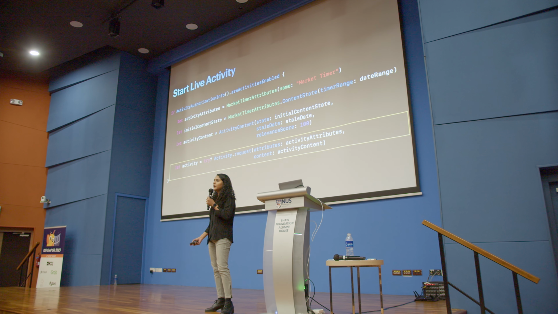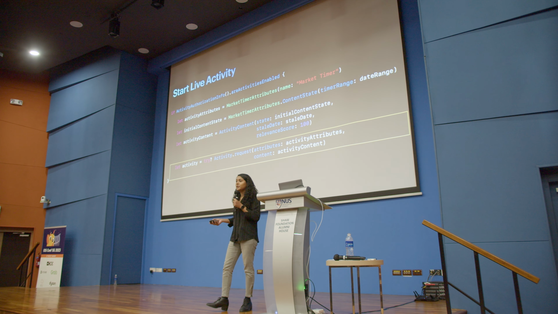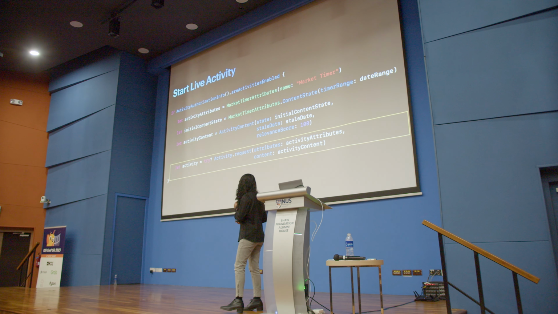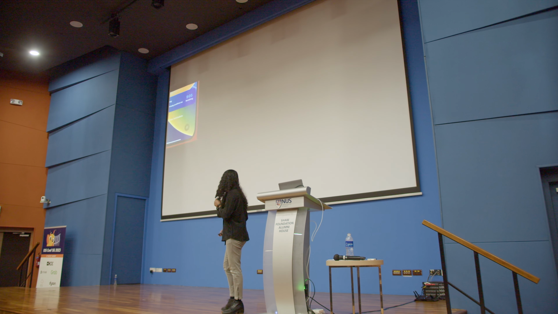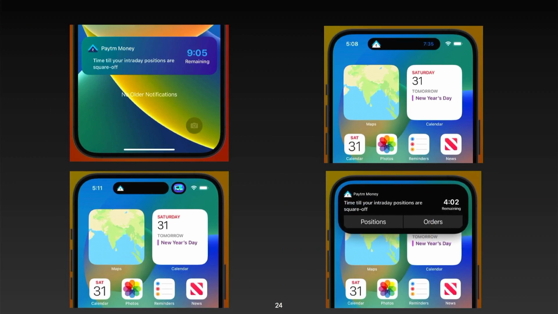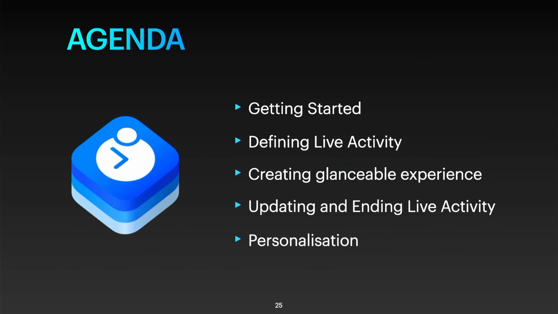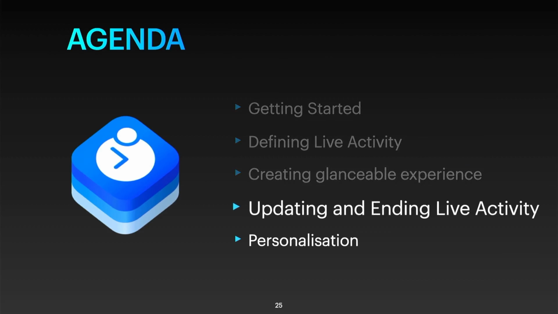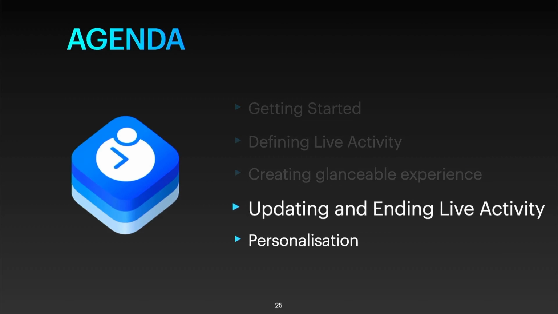Starting a live activity would provide me with an activity object which would contain an activity ID to uniquely identify the started live activity. Once the live activity starts, it would be visible in lock screen, dynamic island compact, minimal, and expanded state. This was all about creating the glanceable UI and defining our live activities.